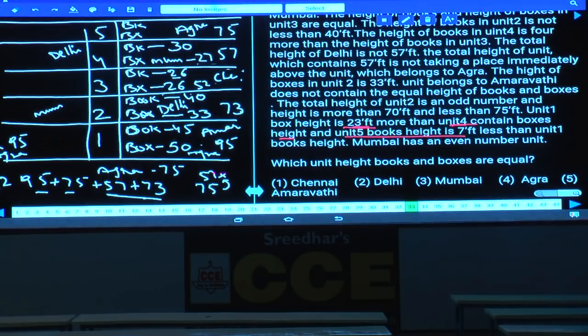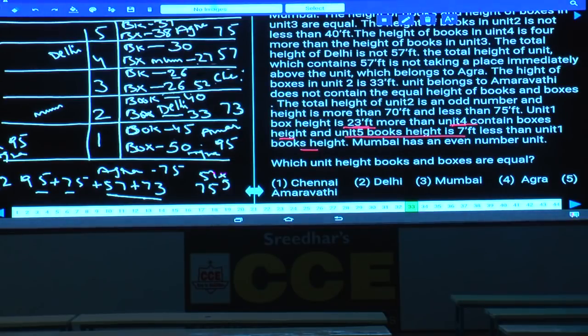Unit 5 book's height is 7 feet less than unit 1 book. Unit 1 book is how much? 45. It is 7 lesser than 45. Hence it must be how much? 38. If this is 38, it must be how much? 37. 37, 38, 30, 27, 26, 26, 40, 33, 45 and 50.